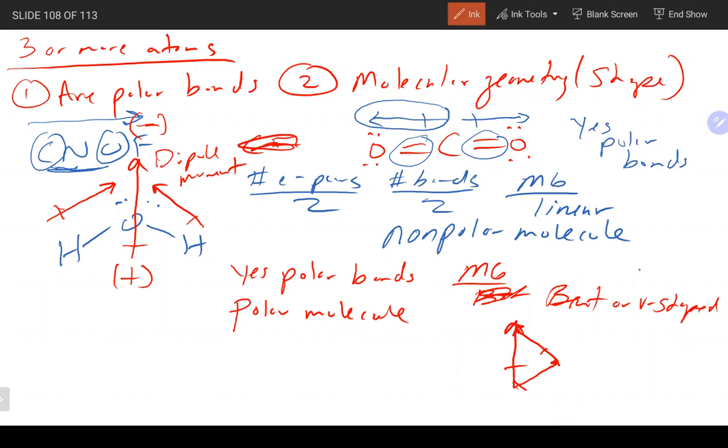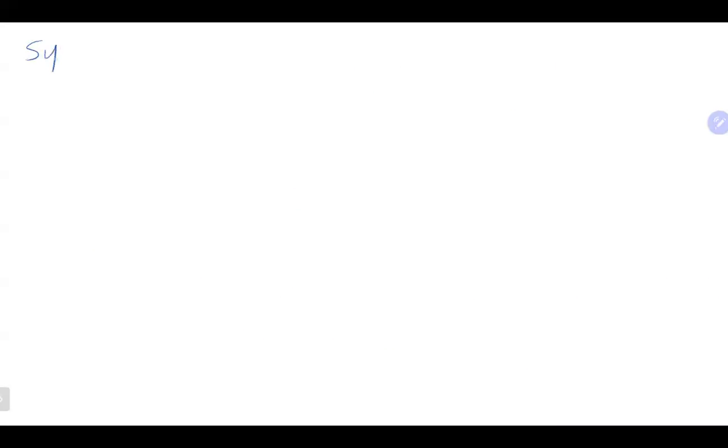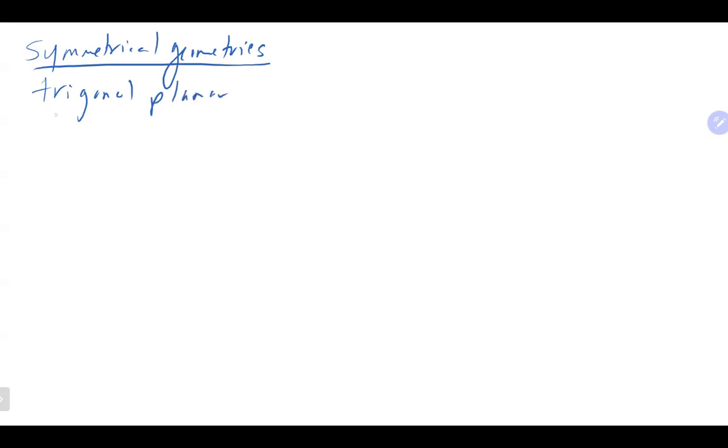So the good news is, in most cases, there are certain geometries which are symmetrical geometries, and there are certain geometries which are unsymmetrical geometries. And you can use that to very quickly answer the question, is the molecule polar or non-polar? So let's talk a little bit about symmetrical geometries. Symmetrical molecular geometries are things like trigonal planar and tetrahedral, and again, these are the molecular geometries.